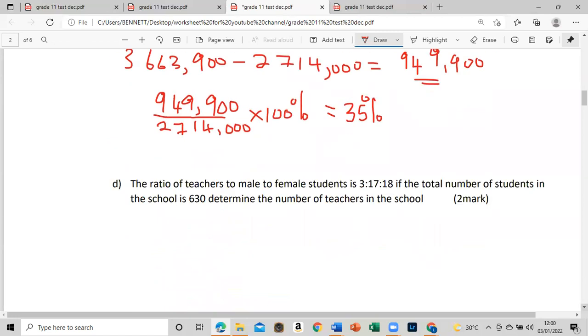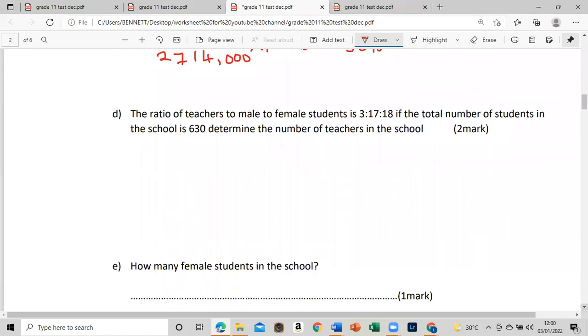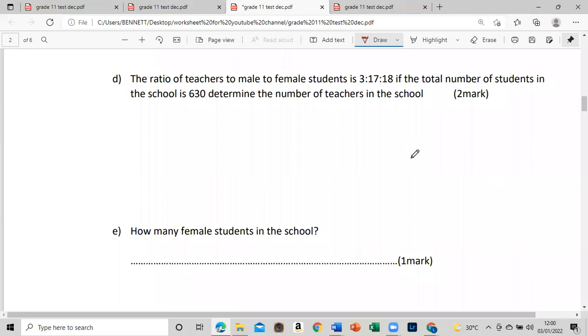Let's move on to the next one. Right, it said the ratio of teachers to male students to female students is 3 to 17 to 18. If the total number of students in the school is 630, determine the number of teachers in this school. All right, this can be a little bit tricky, guys. Think about it, all right? So it said the ratio, so 3 represents teachers, and then male 17, and then 18 female, right? And they give us another information. They said the total number of students in the school, that is boys and girls combined, is 630.